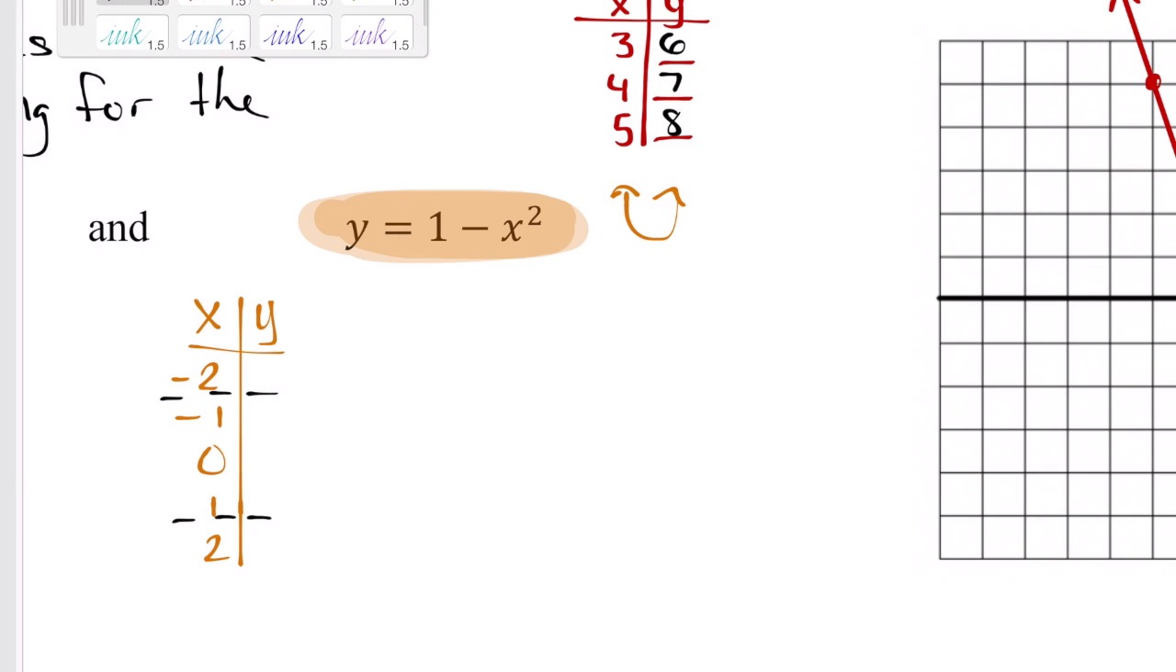parabolas, but my laundry is going off and that just distracted me.